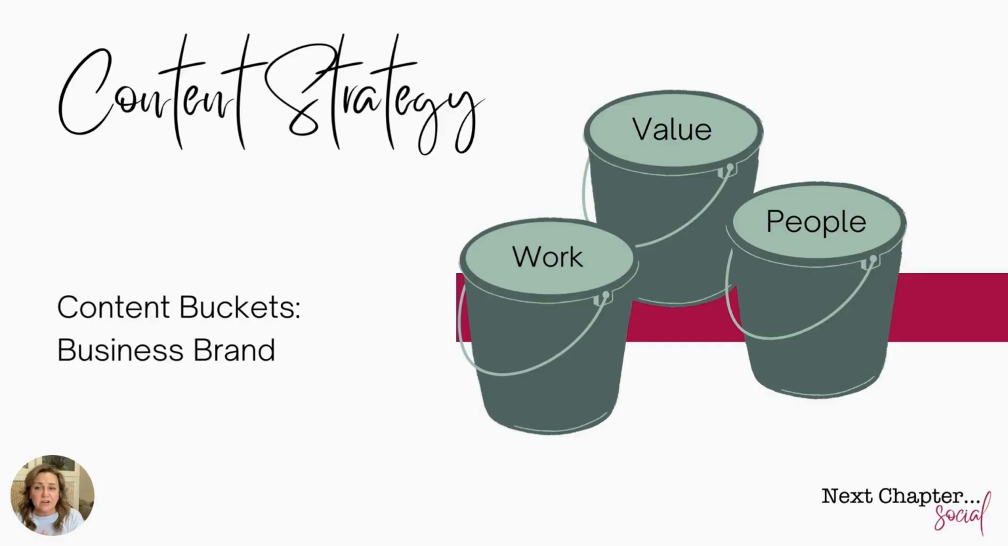Any differentiators that you need to be sharing. Brooklyn and I, with Next Chapter Social, we are a business brand. We have individual personal brands as well, but our Next Chapter Social is a work bucket. So you can see how it's the 2 of us. It's business that is separate from us as individuals. So we have a work bucket, and that is 30% of our content should be about work, what our business does, any differentiators that we have.